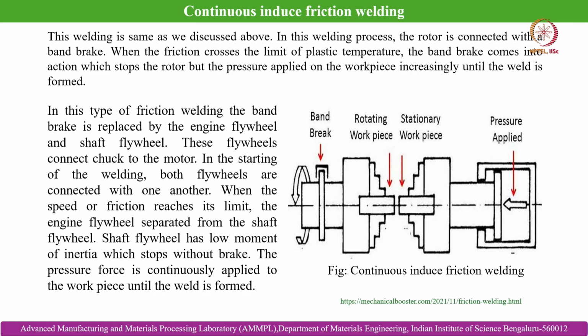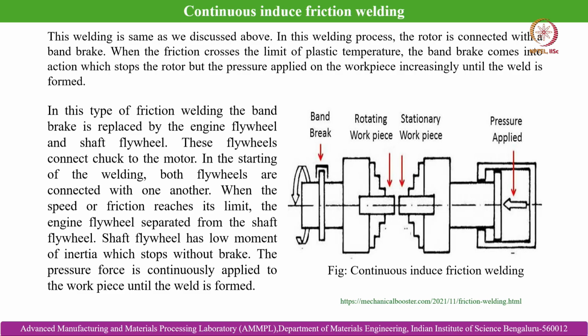Mechanization of the friction welding technique can be termed as continuous friction welding. So, the mechanization involves, this welding is the same as we have discussed in the case of friction welding. In this welding technique, the rotor is connected with a band brake. When the friction crosses the limit of plastic temperature, the band brake comes into action, which stops the rotor, but the pressure applied on the workpiece increases until the weld is formed.